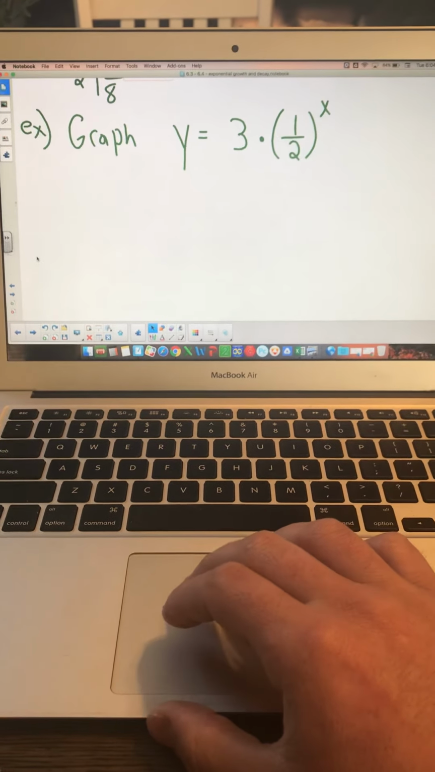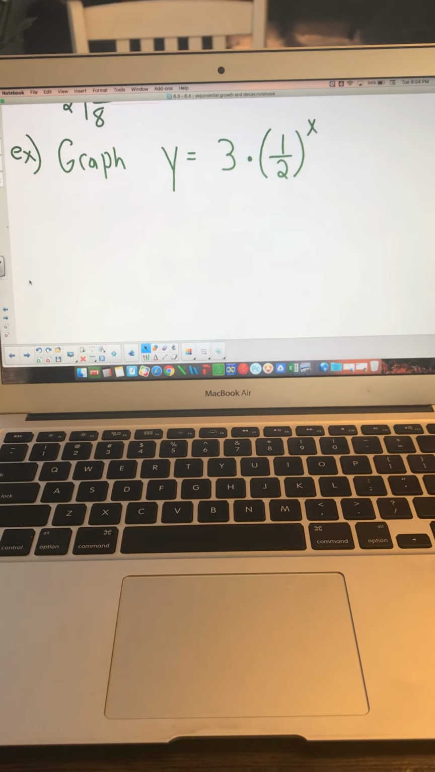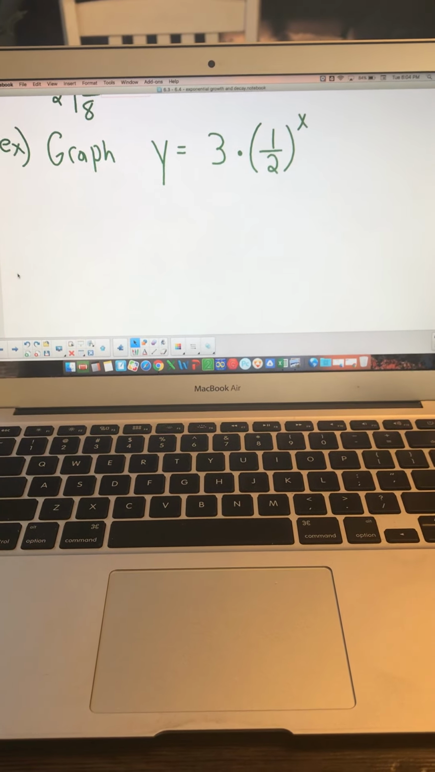We're graphing. It's exponential decay. Wait a second.